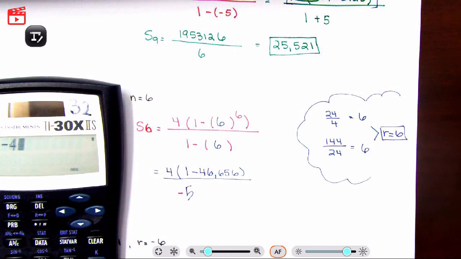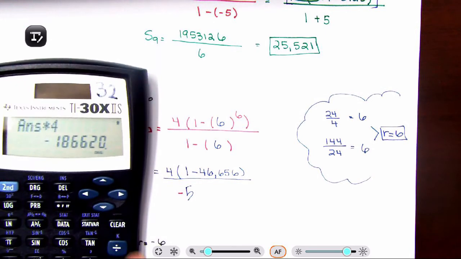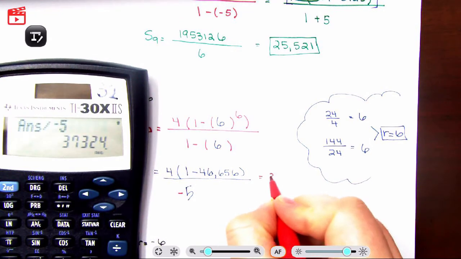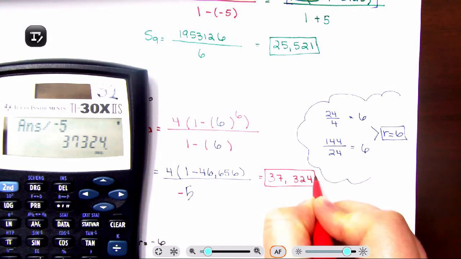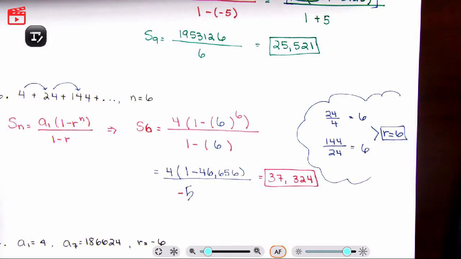All right, let's try this again. 1 minus 46,656. We're going to times that by 4. We're going to divide that by negative 5. And that is 37,324. All right, let's do one more.